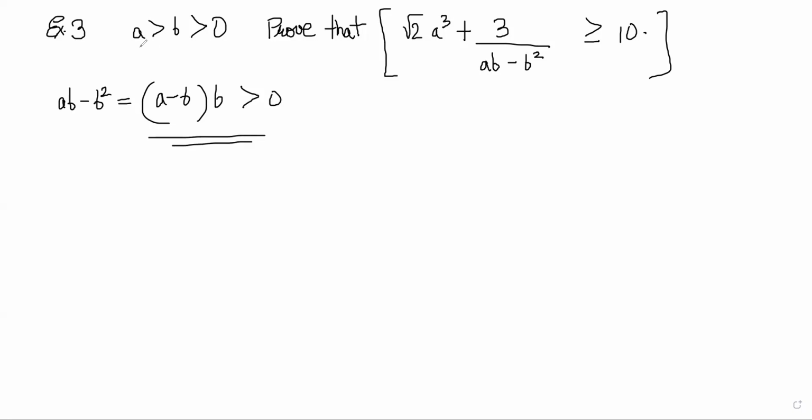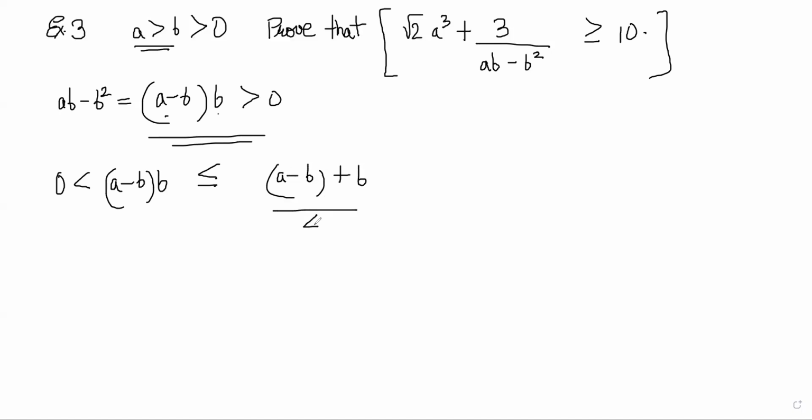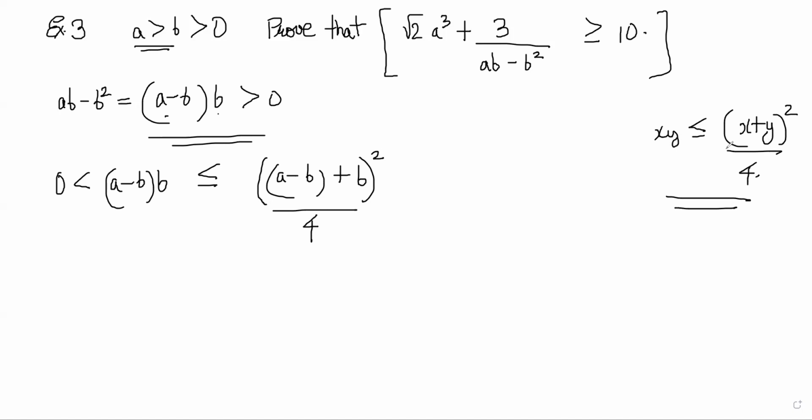Why is it greater than 0? We have A minus B is positive and B is also positive, right? Now, because these are two positive numbers, I can do AMGM and I can say 0 is less than A minus B into B is less than or equal to A minus B plus B by 2 whole square, right? This is basically saying that xy is less than or equal to x plus y whole square by 4, which is a true statement. It's an AMGM inequality. We just squared the AMGM inequality, right? So this basically is equal to A square by 4, right?